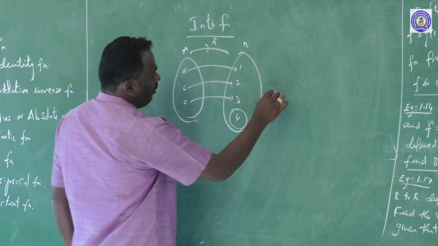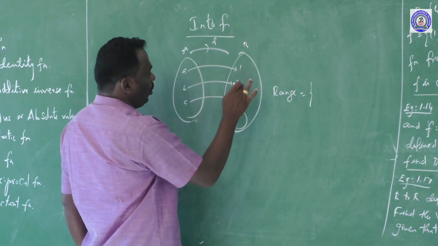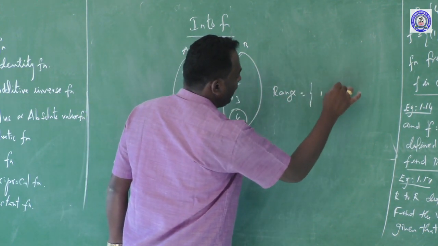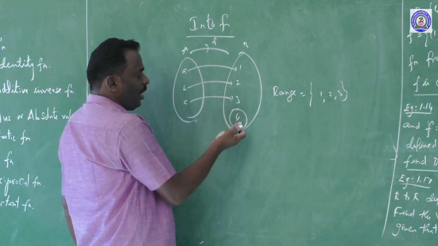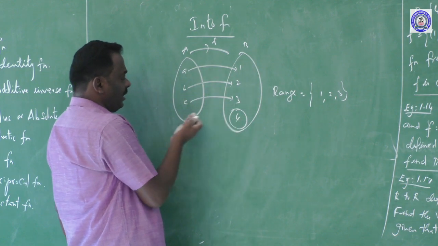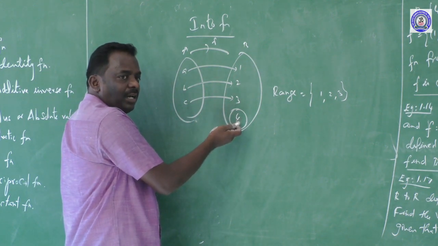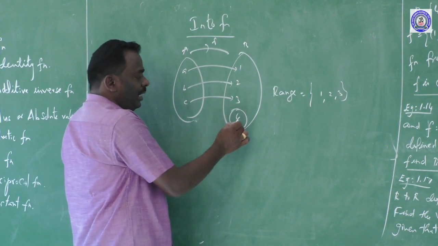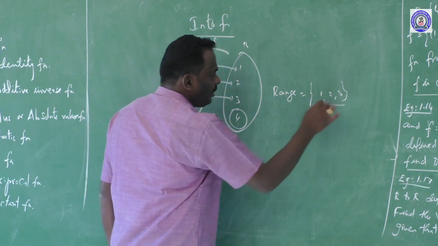The range of the function is defined by 1, 2, 3. There is no range element 4, because 4 has no pre-image; it is not an answer of the function value. It is not mapped with any element in the domain. Therefore, the range equals these three elements only.